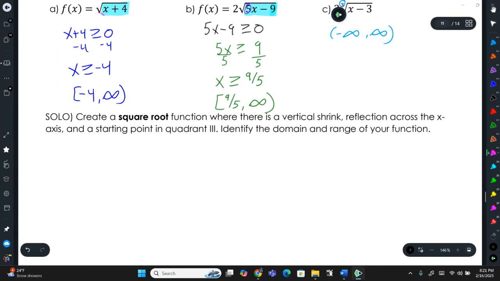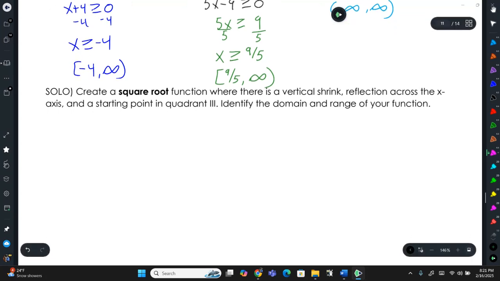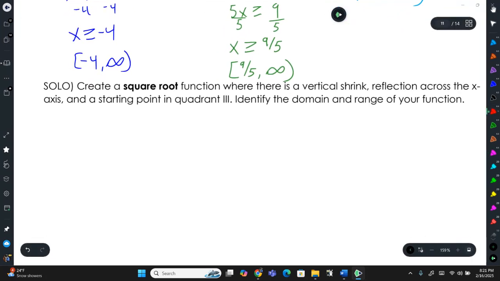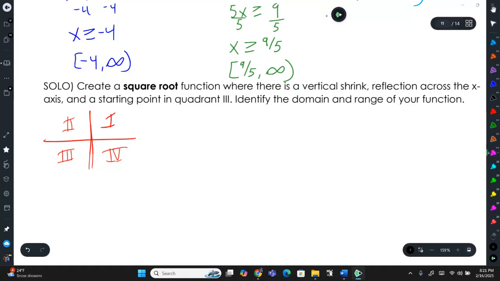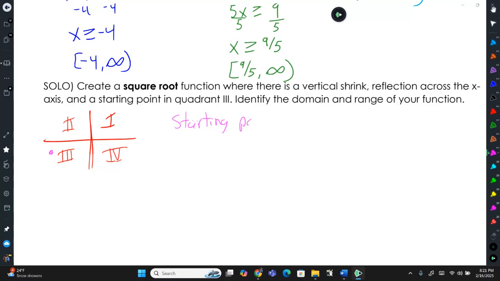Now, the last one, create a square root function where there is a vertical shrink, reflection across the x-axis, and a starting point in quadrant 3. Identify the domain and range of your function. Well, quadrant 3, 1, 2, 3, 4. So I want my starting point to be here somewhere. So let's just say our starting point is -5 comma -7.